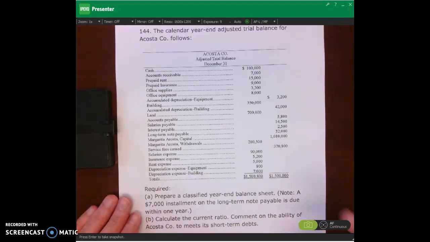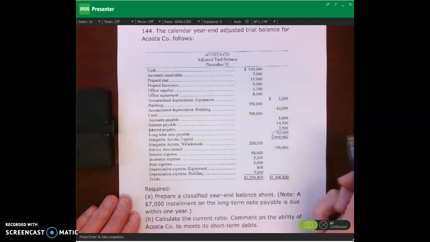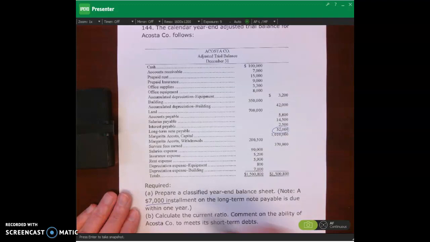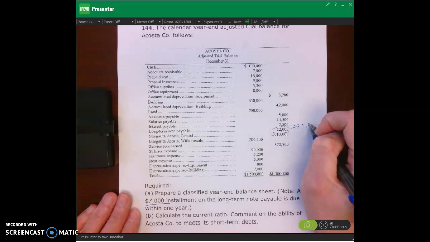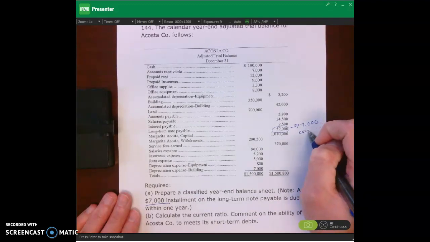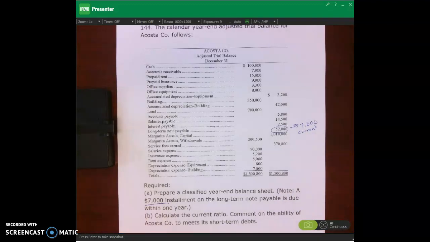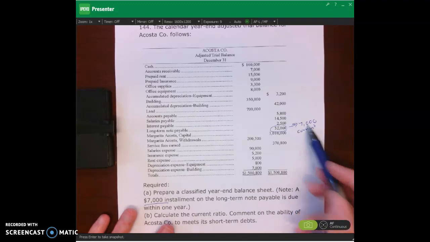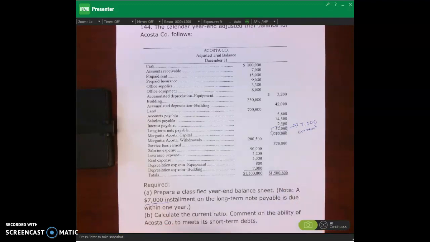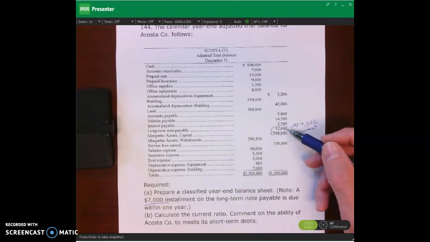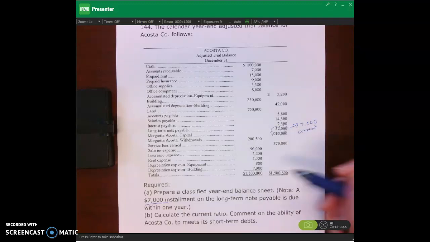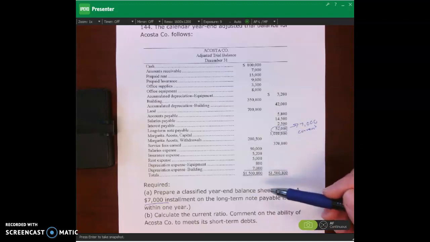Now, before we do that, here we have our long-term note payable, $52,000, and a $7,000 installment is due within 1 year. That means $7,000 is going to be current, just like we talked about on that prior page using the current portion of long-term liabilities. That means you take the 52 minus the 7, which gives you $45,000, which is going to be your long-term liabilities. So go ahead and prepare the classified year-end balance sheet.